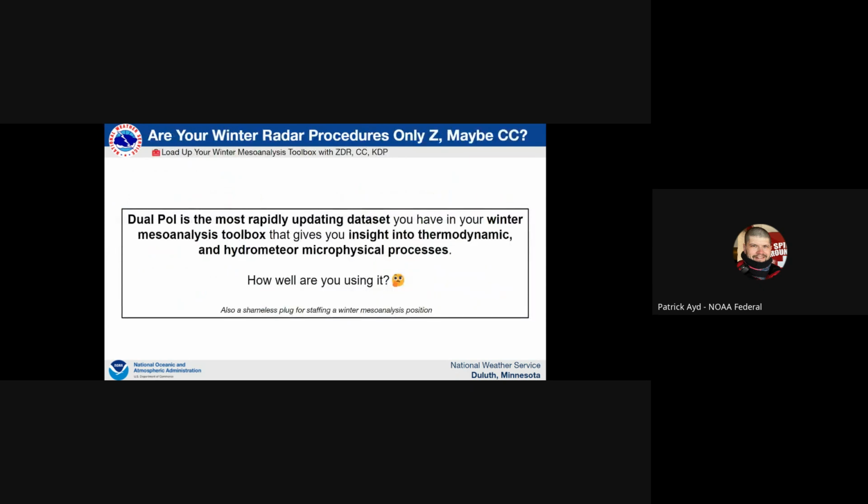Also, dual-pol is the most rapidly updating data set you have in your winter mesoanalysis toolbox. That gives you insight into the thermodynamic and hydrometeor microphysical processes. It's updating pretty rapidly and giving you a lot of information. So how well are we all utilizing that data? And another shameless plug for staffing a winter mesoanalysis position.